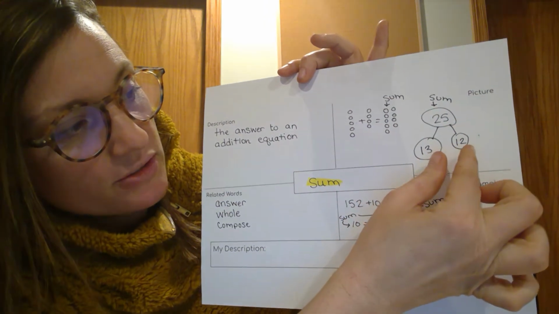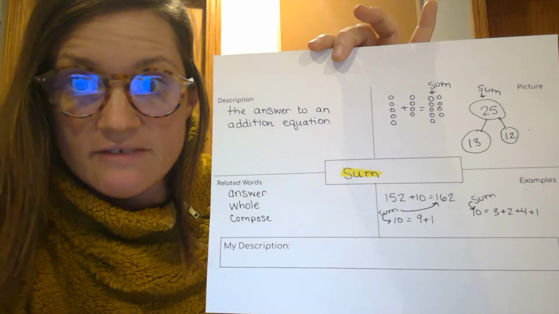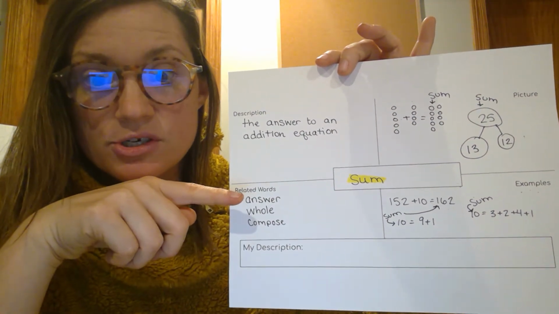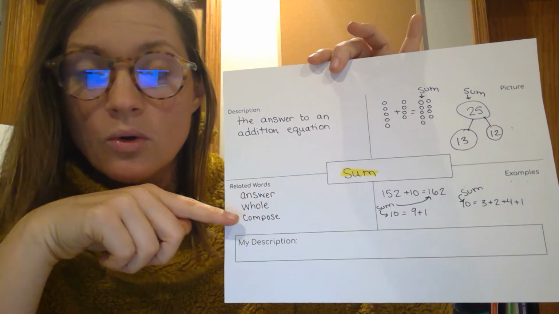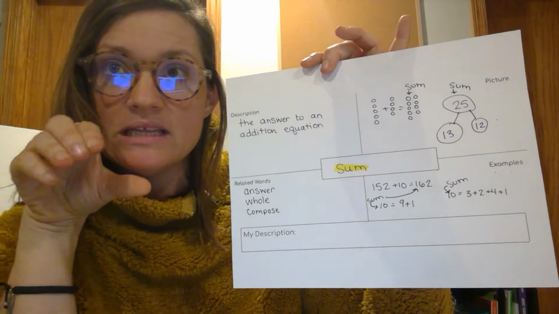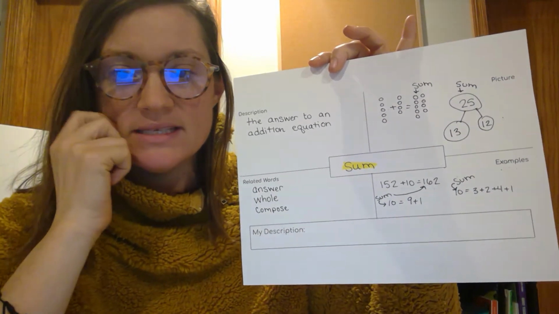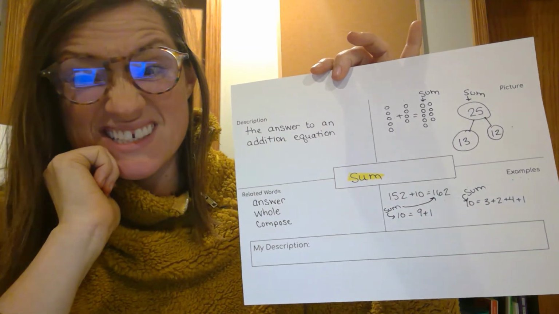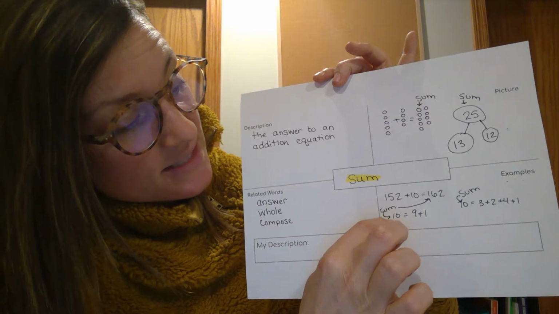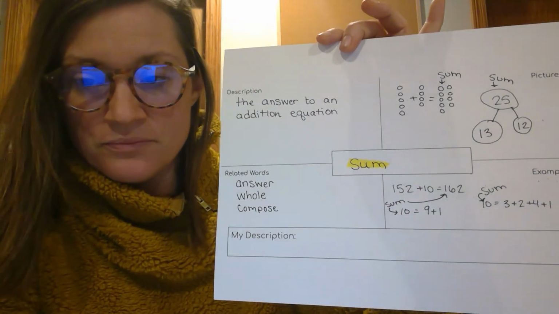And when I compose 13 and 12 and get 25, that 25 is the sum. So sometimes people call it the answer or the whole or compose. So when something is decomposed and then you bring it back together, what it composes into is the sum. And then again, same examples here, except this time we're just saying that the sum is what you get when you compose those numbers together.